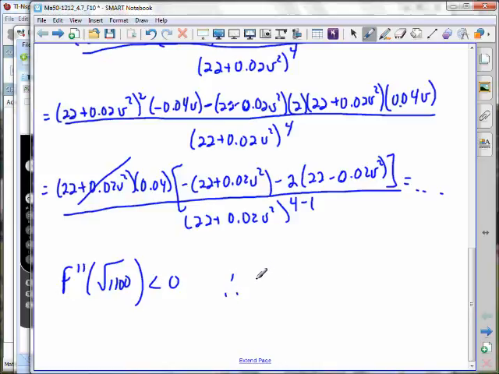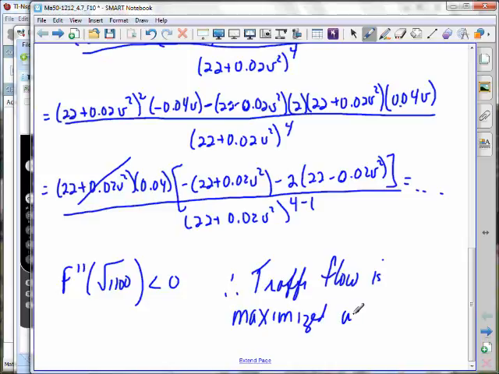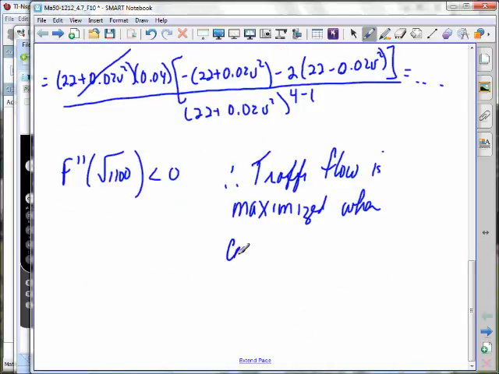Therefore, traffic flow is maximized when cars travel fast, approximately, you don't want to say exactly, but approximately 33 miles per hour. What does that tell you then? You're driving in Chicago, Casey.